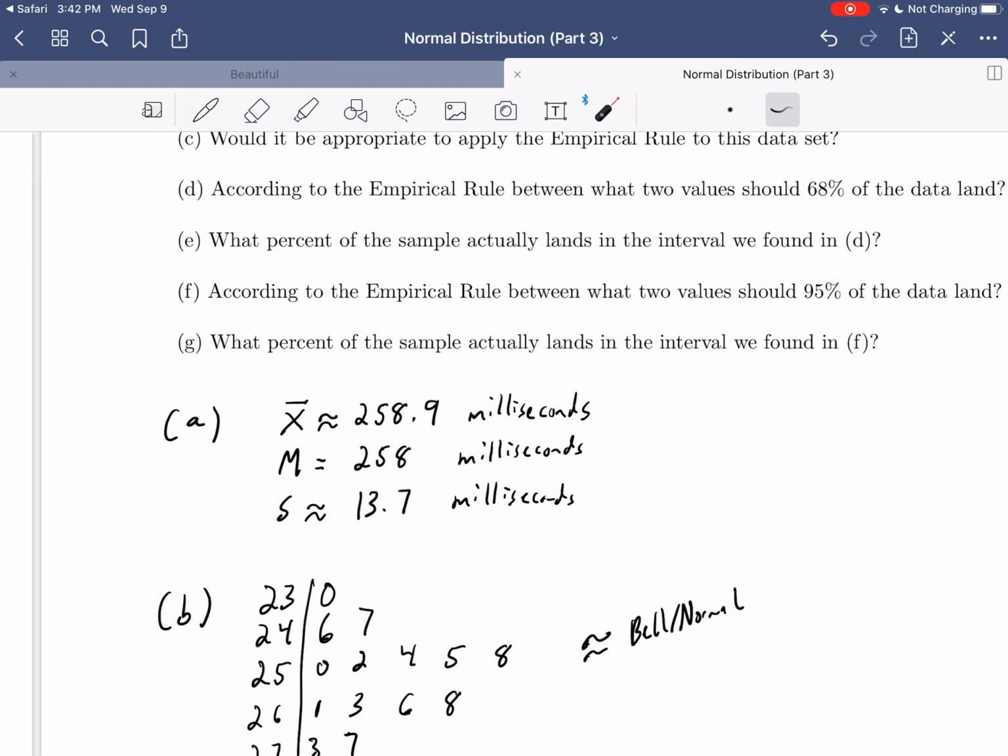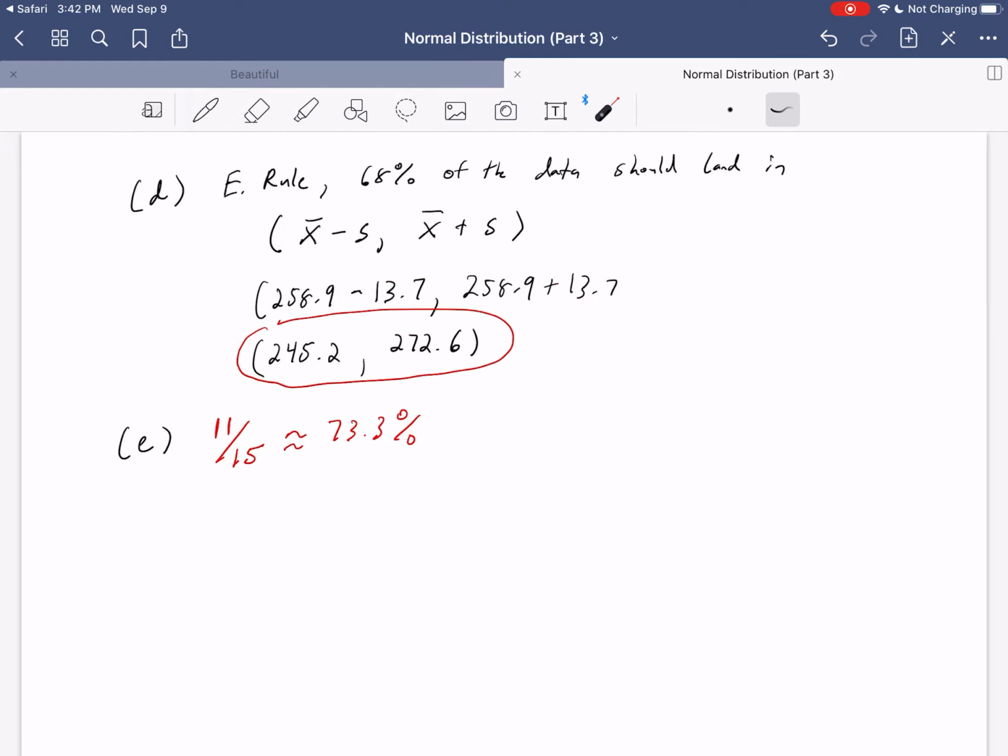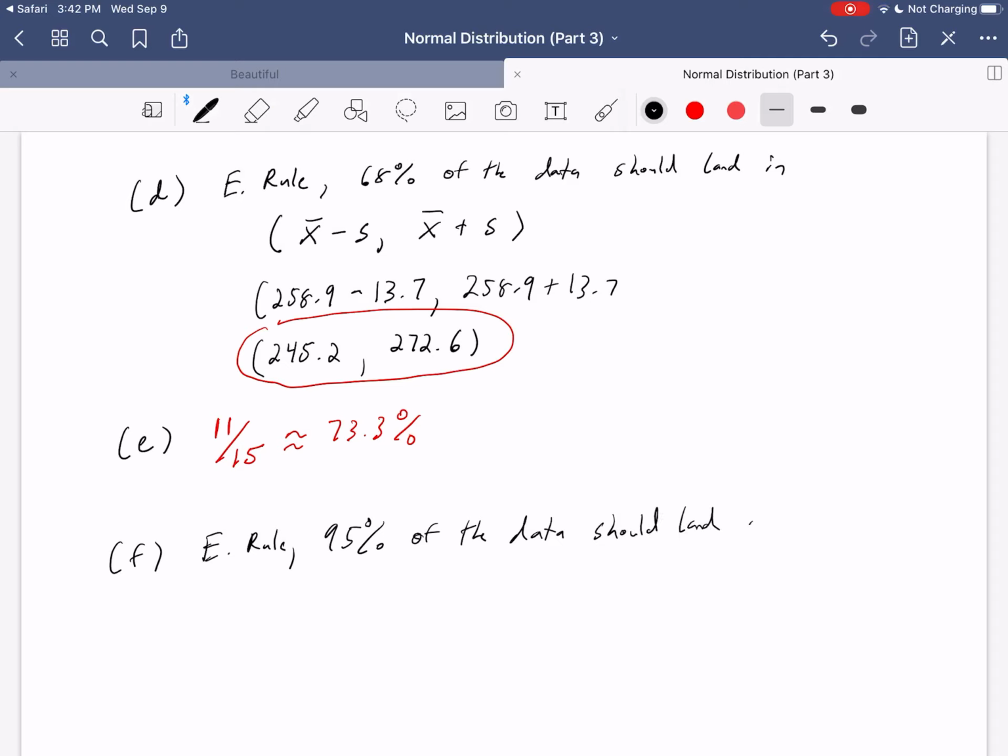All right, let's try this again. Let's take this a little bit of a step further, and let's look at the empirical rule for 95% of the data. So for part F here, if we want to do the empirical rule, and we have 95% of the data, it should land in what interval?